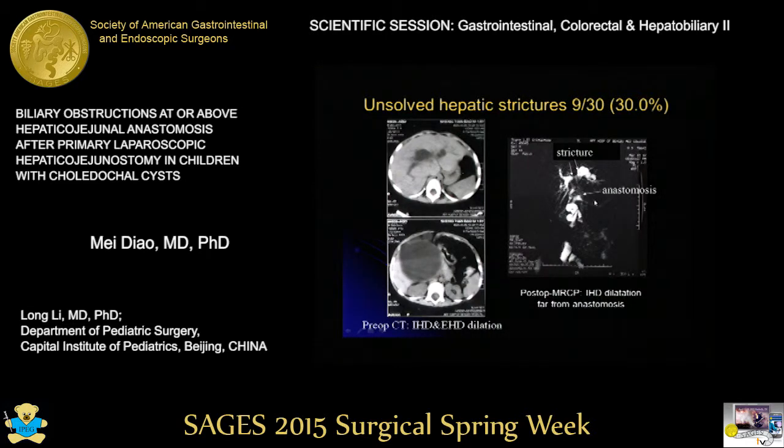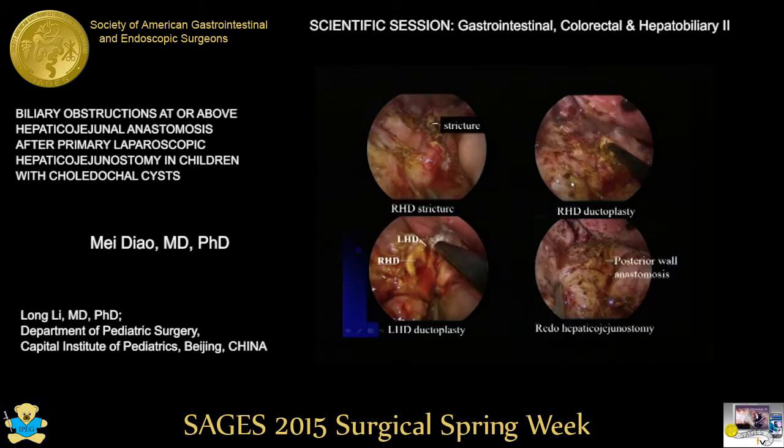After operation, you can see the stricture at the opening of the left and the right hepatic duct. The anastomosis was far away from the stricture of the intrahepatic duct. In the operation, right hepatic ductoplasty and left hepatic ductoplasty were performed to form a large common opening.